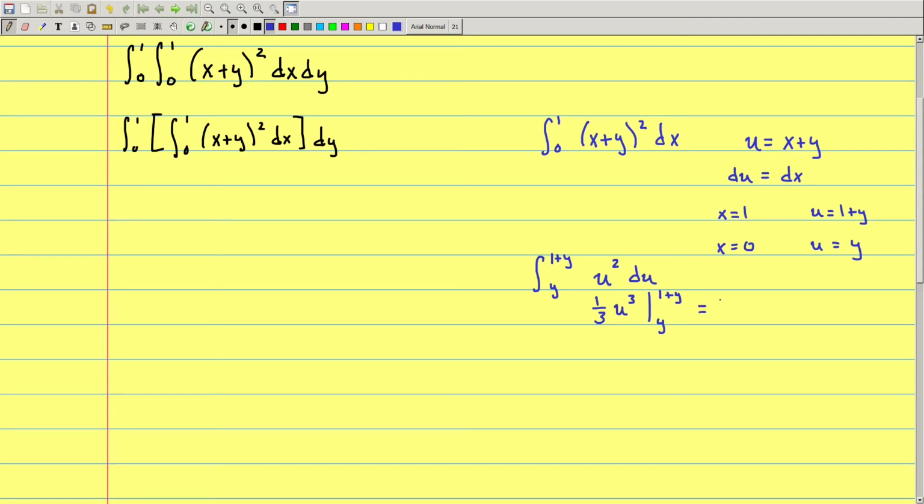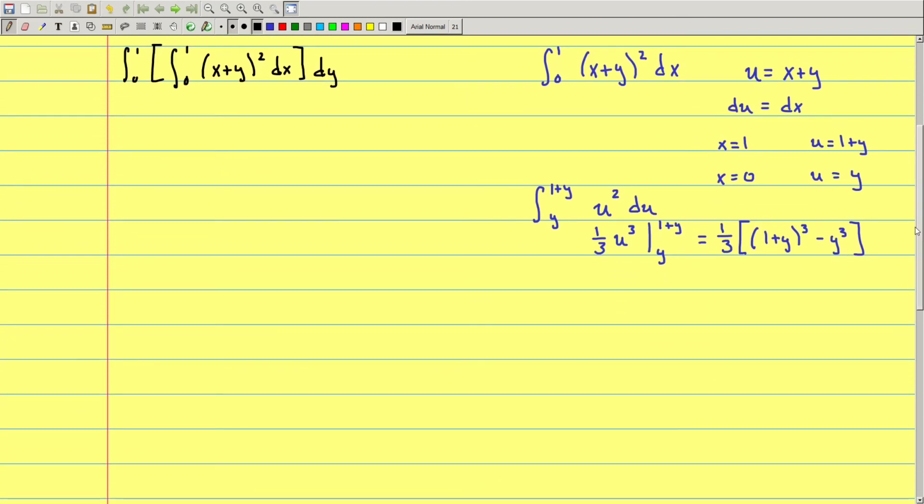Plugging things in, we're going to get 1/3 times the quantity (1 plus y) cubed minus y cubed. This is our answer that we're going to substitute back into our expression here on the left-hand side. We have the integral from 0 to 1 of now 1/3 times the quantity (1 plus y) cubed minus y cubed dy.